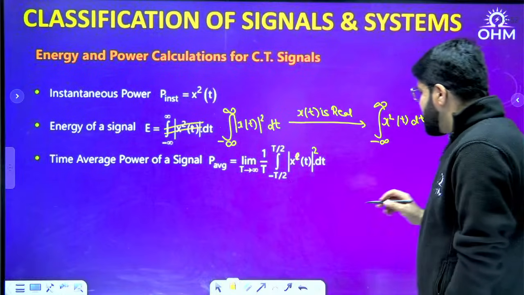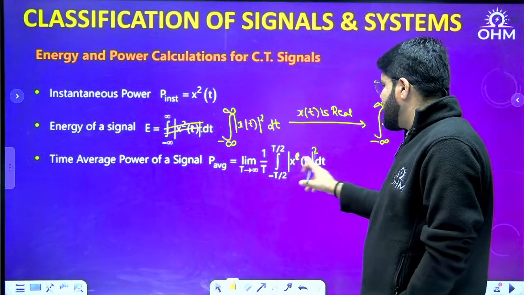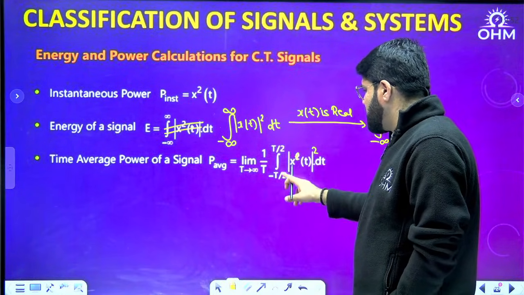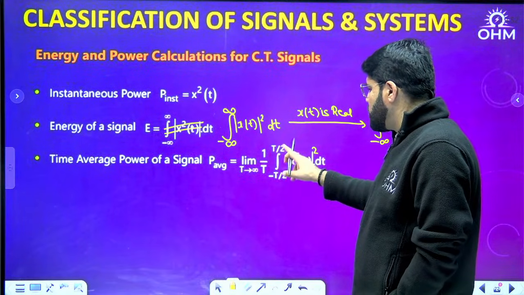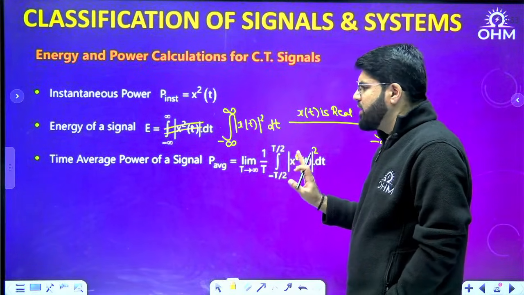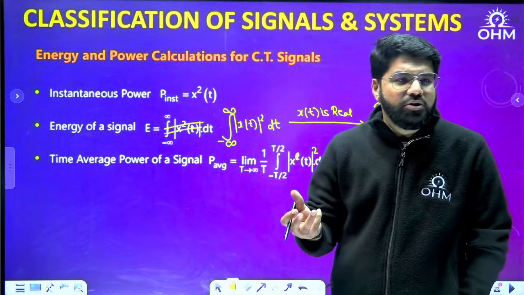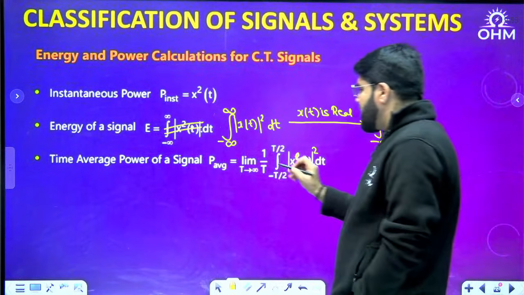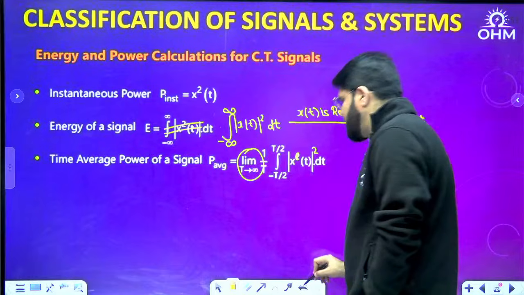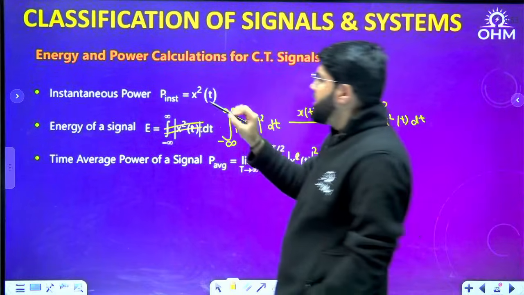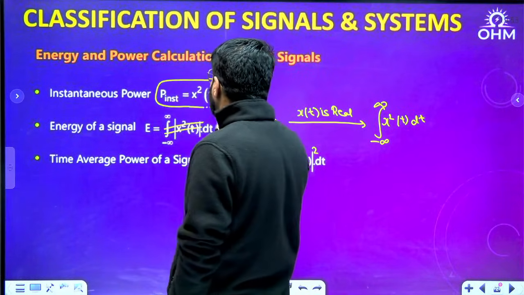The idea is to calculate the integral of the square of the signal over the range taken, from minus T by 2 to T by 2, divided by the length of the interval, T. That is known as the average value of the power over time. Now, to generalize, we take T tending to infinity, because the instantaneous power of the signal is given by x squared of t.